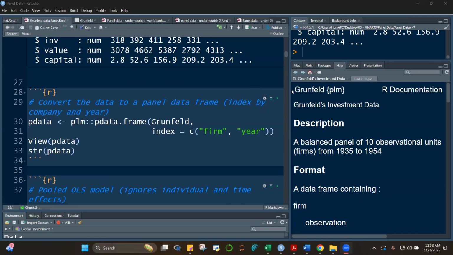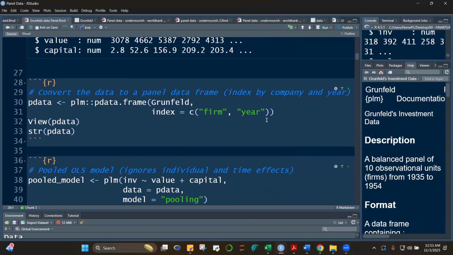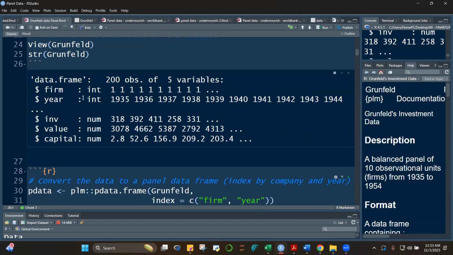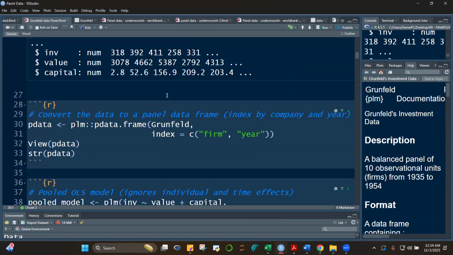So, okay, take a look now at what we're doing. The first step, class, in dealing with panel data is to make sure that the panel data is treated as such. For now, it's a data frame. Our Grunfeld data is a data frame. So what we're going to do now is create an object called pdata, and then we're going to convert our data frame into a panel data.